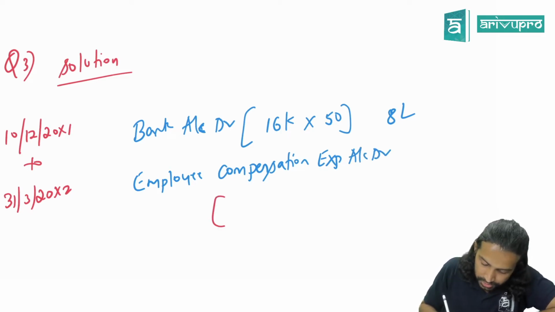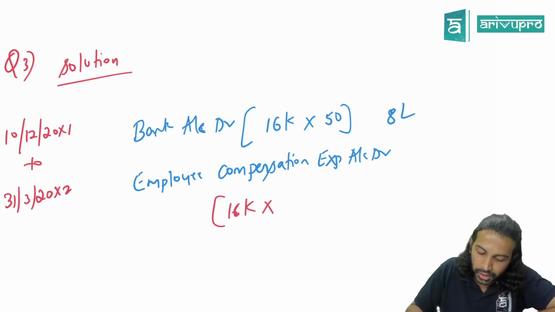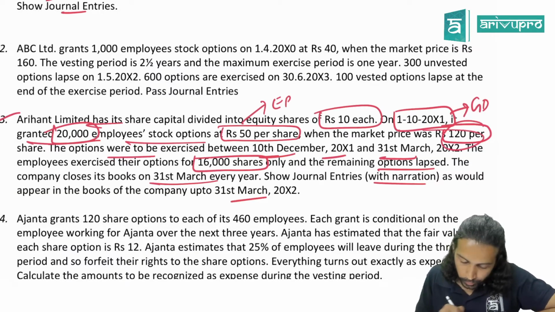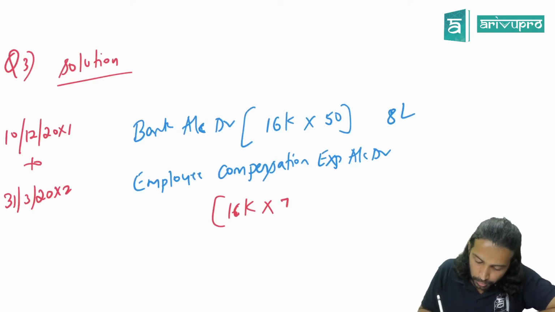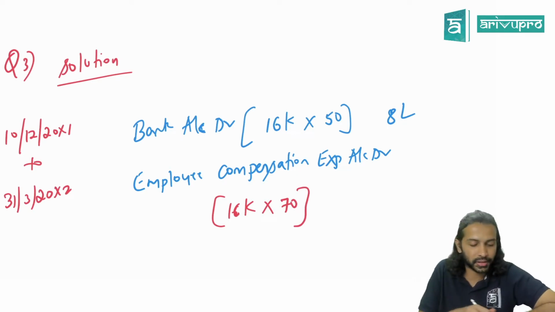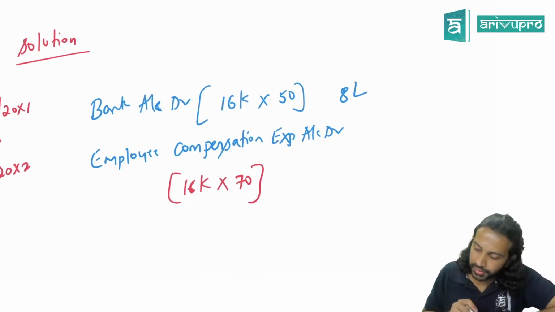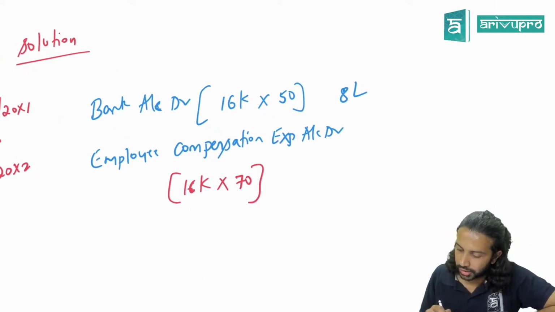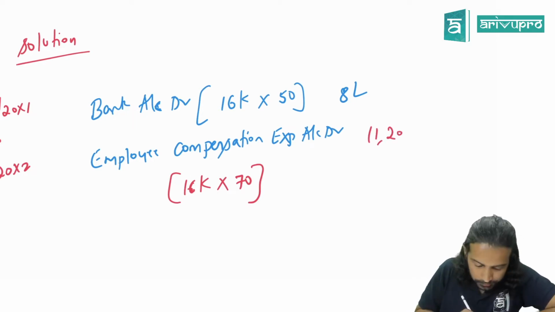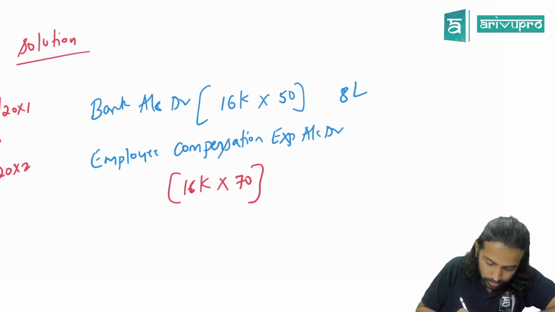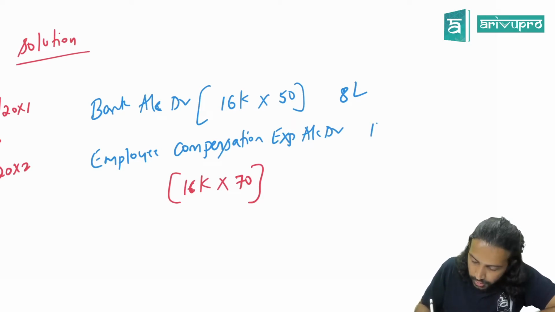How many shares? 16,000. All right. So the market value of the share was 120. It was given to the employee at 50. That means what is the fair value of the option? Or what is the loss for the company? 70. So 16,000 into 70 if you do, how much is it? 11 lakh 20,000. 11 lakh 20,000 is employee compensation expense.